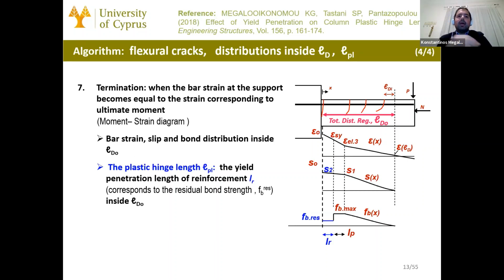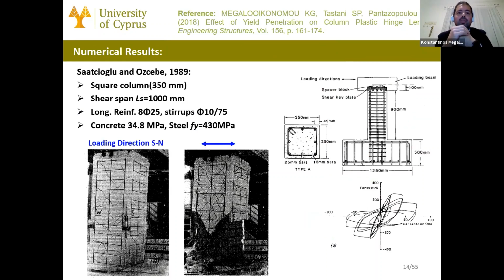anchorage. Now, I would like to show you a correlation with the experimental study where you can see how this captures the plastic hinge length and the rotation capacity of the column. You can see that this column is from the experimental study by Sachoglu and Ozebe in 1989.